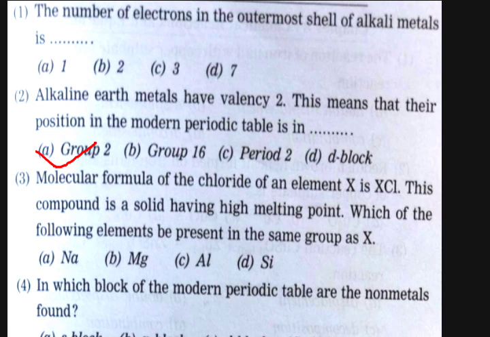Now we will see the third question. The molecular formula of the chloride of an element X is XCl. This compound is a solid having a high melting point. Which of the following elements is present in the same group as X? This is a lengthy question, and for this type of lengthy question you have to read very carefully. Here X is the unknown atom.